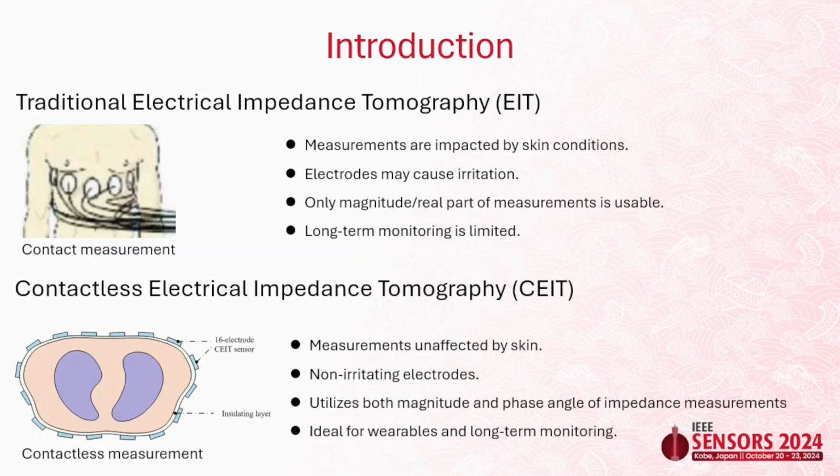So that's why we proposed, with Professor Manuchehr, to try a contactless method, in which we place some insulator between the electrode and the skin, the human body, so it will not be affected by the skin. So the contact impedance issues can be avoided, and there is no irritation. In future, the electrode can be designed in that way, and we utilize both the magnitude and the phase information in the measurement data, which potentially can be ideal for wearable and long-term monitoring.